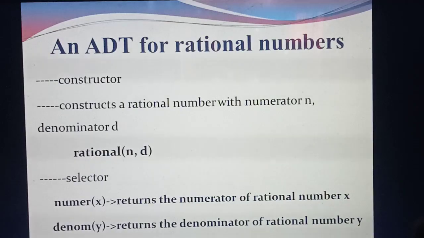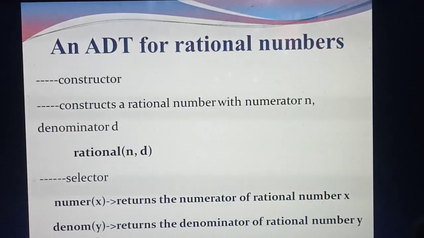First they write the constructor. In the constructor they represent two variables, n and d, where n represents the numerator and d represents the denominator. For a constructor you always need to write a function, and the function name here is rational. So rational of n comma d means that inside the rational function you represent the numerator and denominator. That's the constructor.